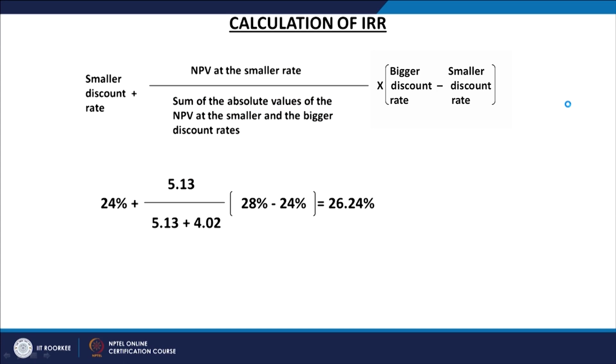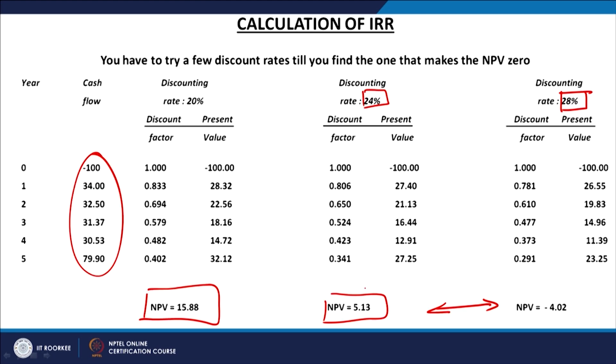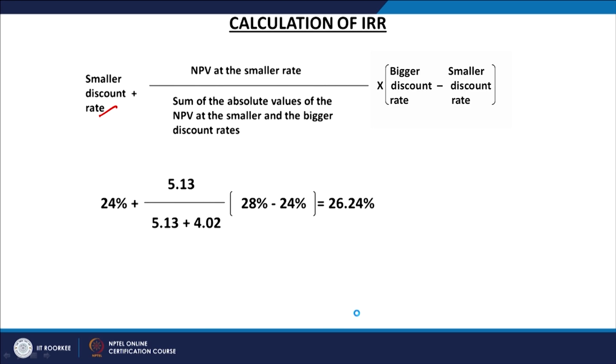So, if we have seen 24 and 28, the formula given to us is: smaller discount rate plus the NPV at the smaller rate divided by the sum of the absolute values of the NPV at the smaller and the bigger discount rates. The smaller discount rate in this case is 24%, where the NPV is 5.13. It is not 0, but it is more than 1, right. So, smaller discount rate plus NPV at the smaller rate, 5.13, divided by the sum of the absolute values of the NPV at the smaller and the bigger discount rates.